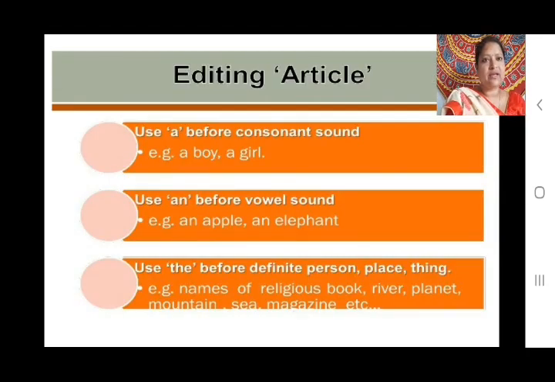Then article. There are three articles: a, an and the. A is used before a consonant sound, an is used before a vowel sound, and the is an article which is used before a definite person, place and thing, that refers to a particular thing. You can also write the before the name of religious books, rivers, magazines, planets, mountains, seas, particular things. And we have read in the letter to the editor, the name of the newspaper, in the name of the newspaper also we have written the article the.